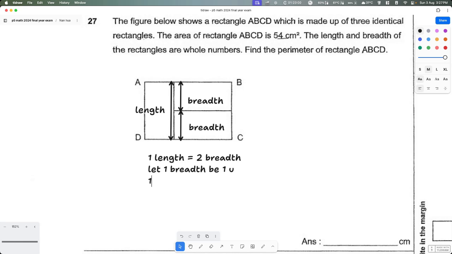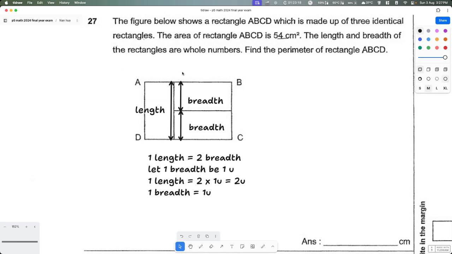So that means one length is equal to 2 times 1 unit, which is equal to 2 units, and then one breadth is equal to 1 unit. Okay, pretty straightforward.